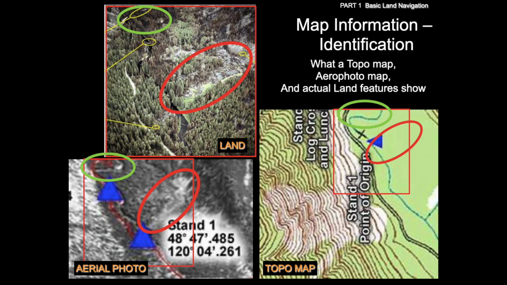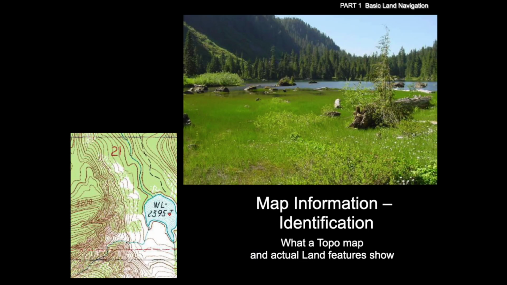Alright, this section is all about map identification. The differences between a topo map and aerial photograph, and then the actual land features, what it looks like. So they'll show you a few views and give you an idea what the land actually looks like. So on the left you've got the topo, and then on the right you've got what it actually looks like in person.